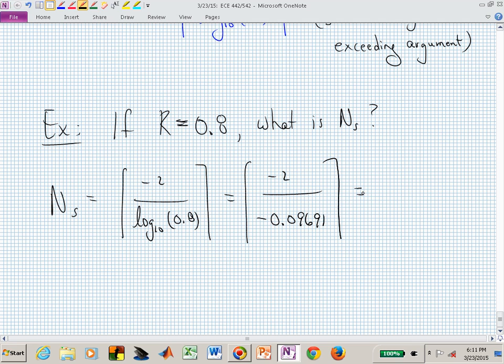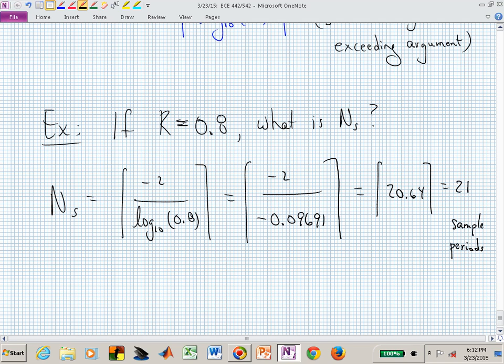So we're talking a little bit bigger than 20 for this. If we looked at this, it's 20.64. So we take the smallest integer exceeding that, and this is then telling us that it will take us 21 samples to get to within 1% of where we started.